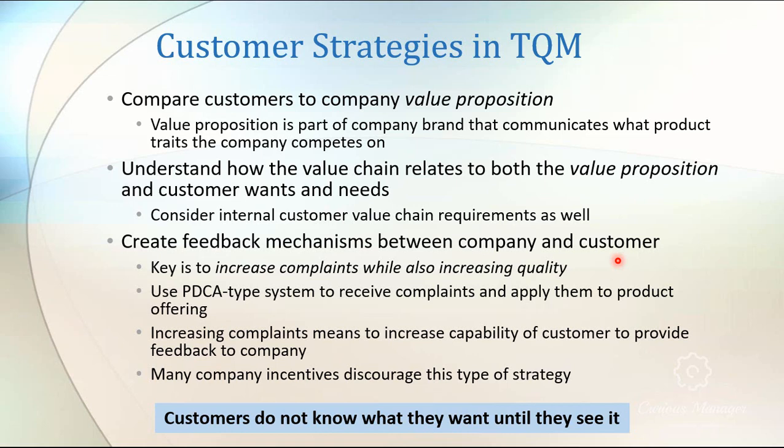So increasing complaints means to increase the capability of the customer to provide feedback to the company. TQM companies want a lot of feedback. They want people to feel comfortable talking to them about their product. But many company incentives discourage this type of strategy because you may have marketing people who are rated on the level of feedback that they get. How many people like our product. So you may have incentives that discourage this. So therefore, you need to look at the marketing incentives to make sure that your data doesn't get skewed based upon whatever metrics you have for customer satisfaction.